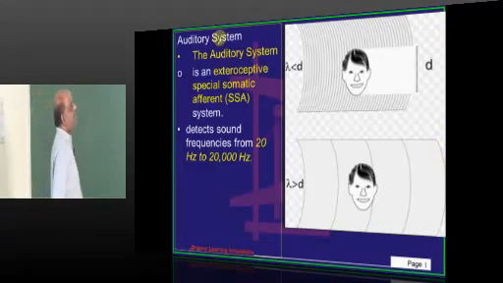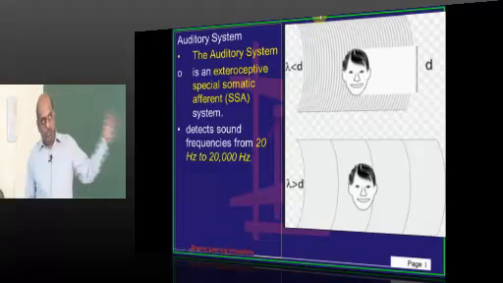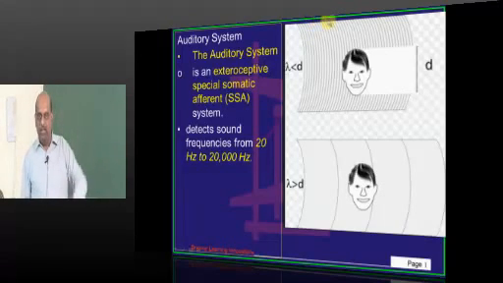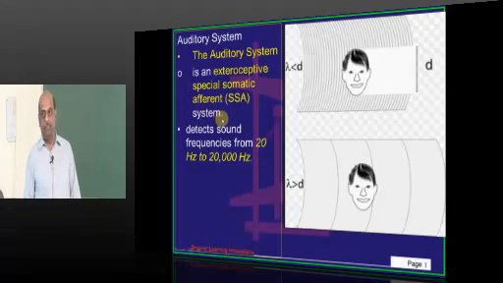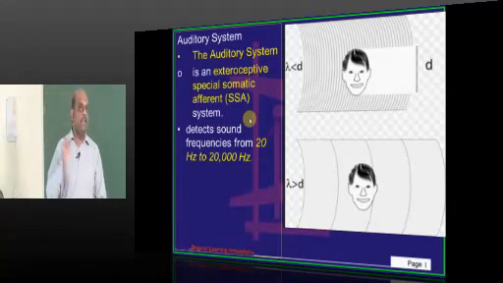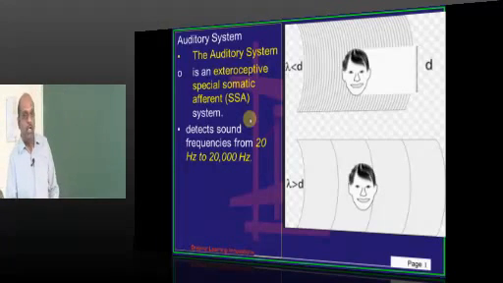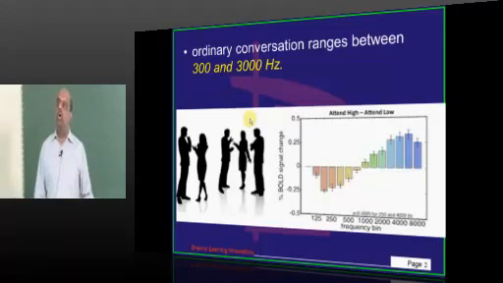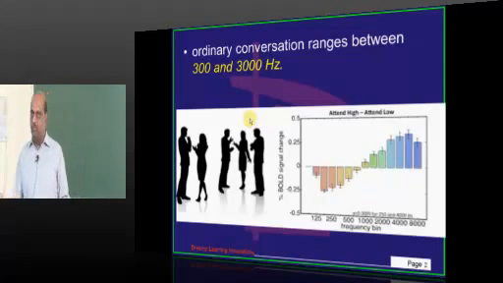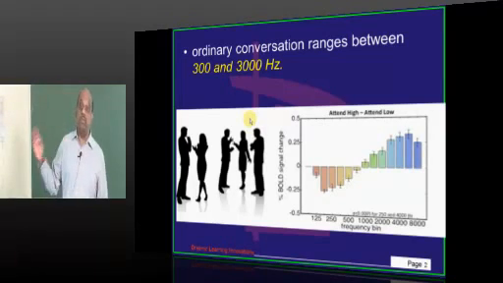So our auditory system is an exteroceptive special somatic afferent system which brings the information about hearing. Hence it is called special somatic afferent system. What is the normal frequency humans can perceive, doctor? 20 to 20,000 hertz. Ordinary conversation which we all speak will be between 300 and 3000 hertz.